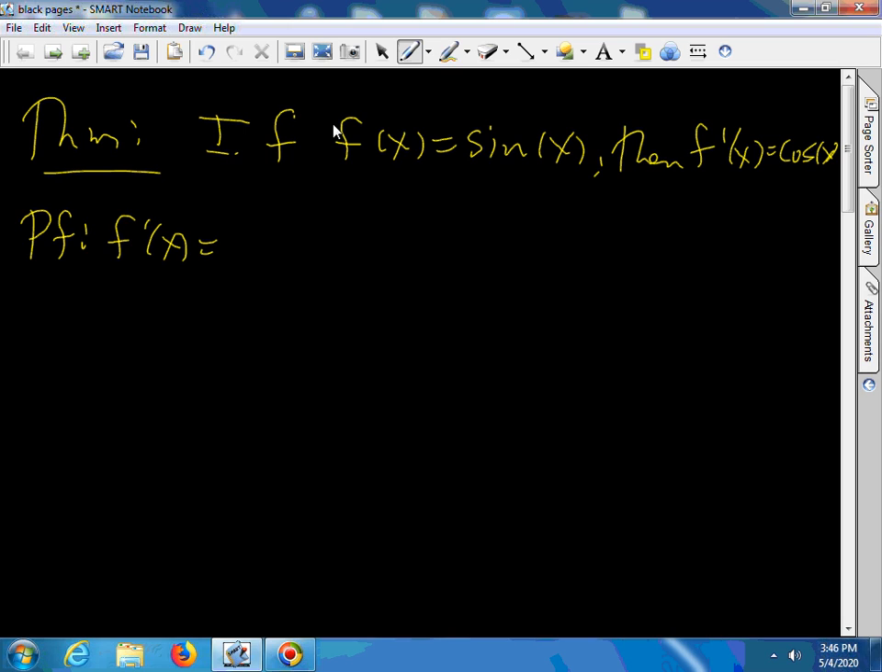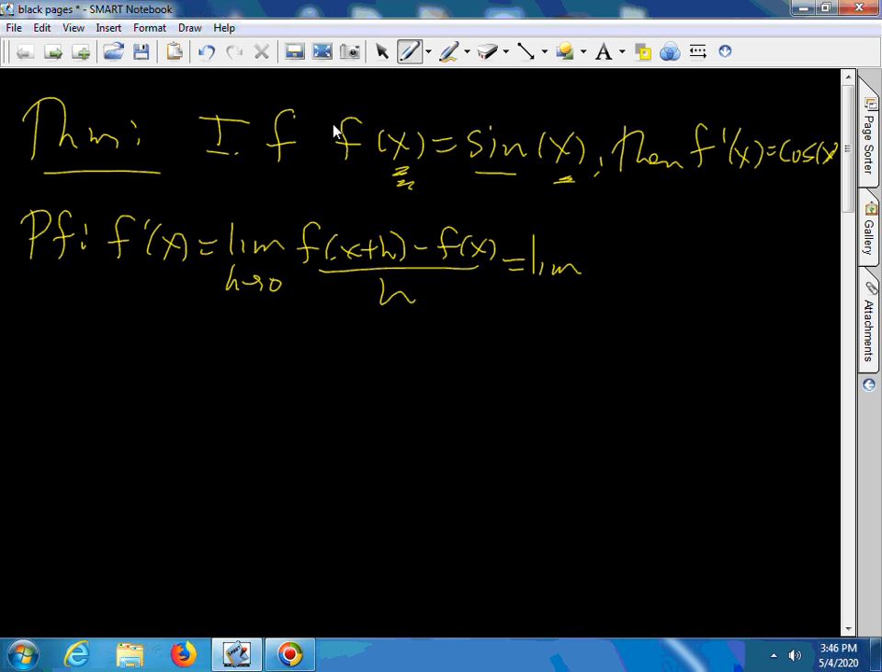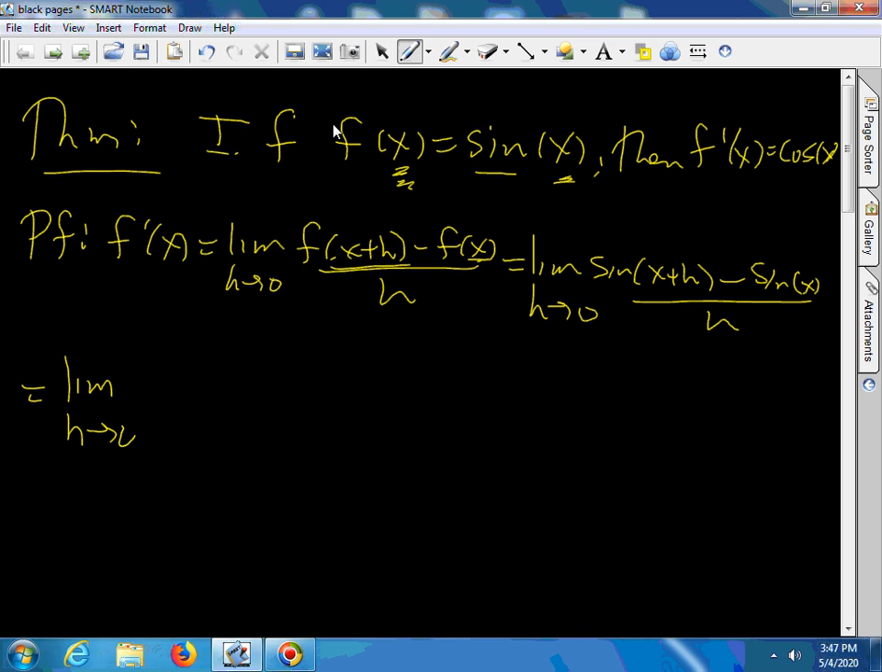f prime of x is equal to the limit as h goes to 0 of f of x plus h minus f of x over h. And what does f do? It takes the sine of whatever is in the brackets. So this is the limit as h goes to 0 of the sine of x plus h minus the sine of x, all over h.